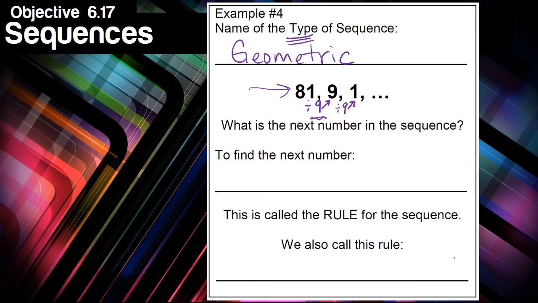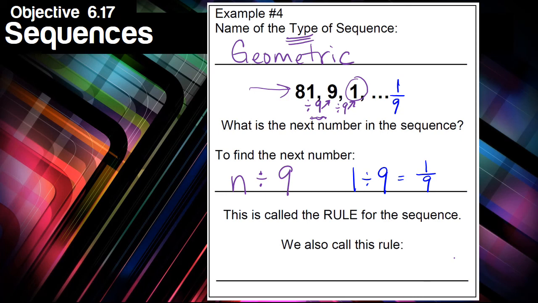To find the next number in the sequence, we take the last term, which is 9, and we divide it by the pattern. So for us, it's dividing by 9. The way this would look is we do 1 divided by 9, and we can write that as a fraction, 1 over 9. So if I wrote that down as the next term in the sequence, 1 over 9.